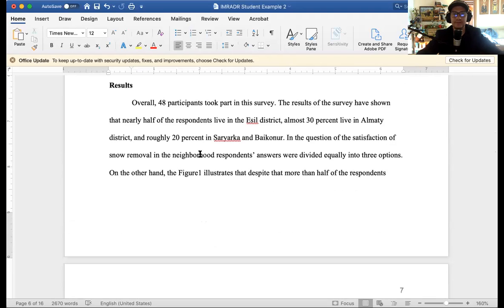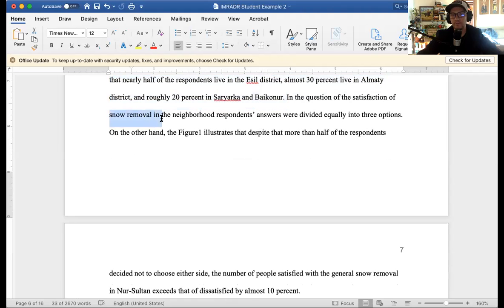So in the results, you're going to simply list the results here, okay? Here we can read through it. 48 participants took part in this survey. The results of the survey have shown that nearly half of the respondents live in this district. Almost 30% live in Almaty. Now, this information is important regarding snow removal, okay?